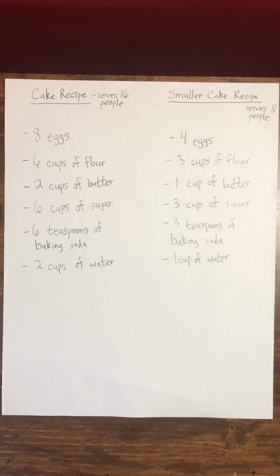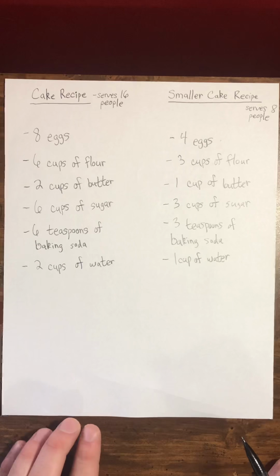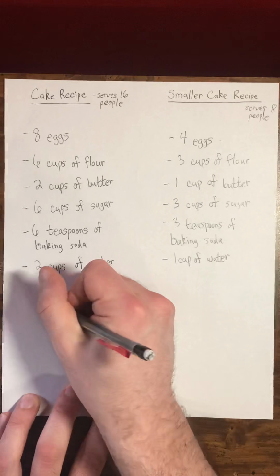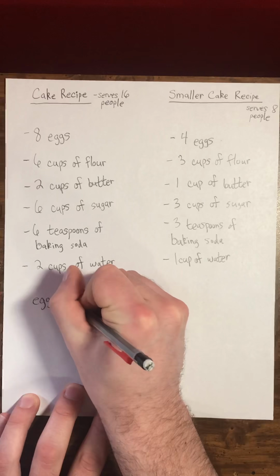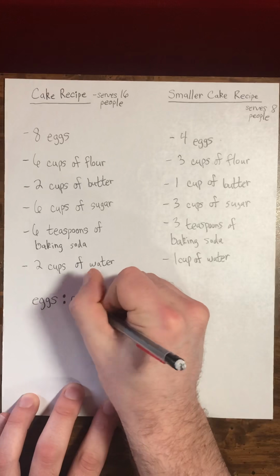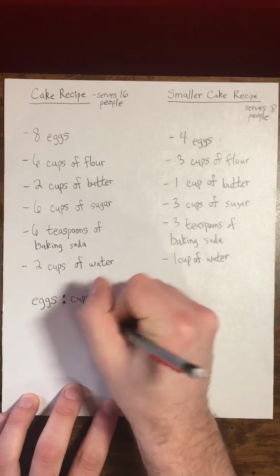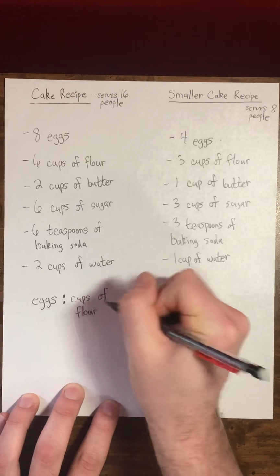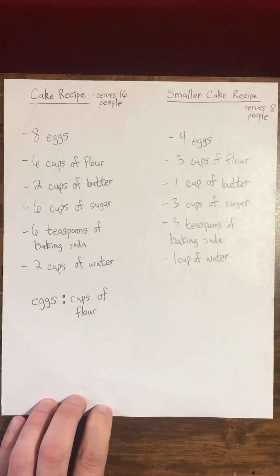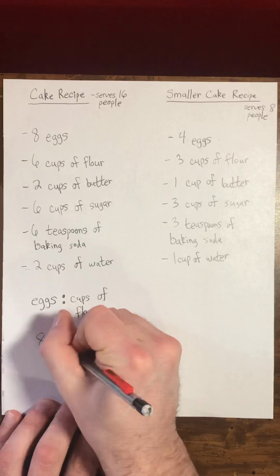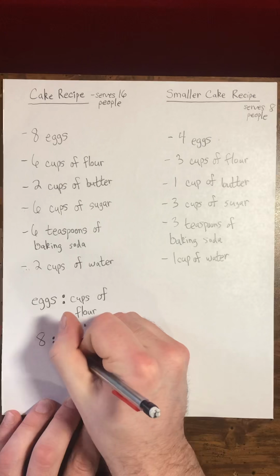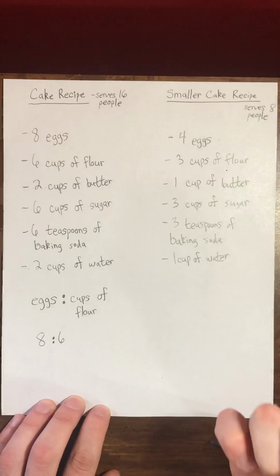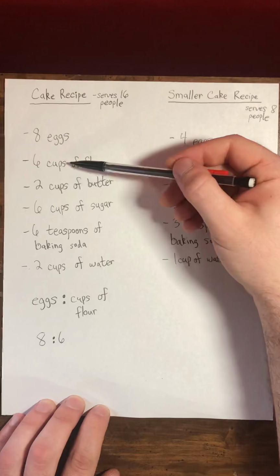So let's think about a couple of ratios. Let's think about the ratio of eggs to cups of flour. So let's write that out. Eggs to cups of flour. In the first cake recipe, that ratio would be 8 to 6. Right? Because we have 8 eggs and we have 6 cups of flour.